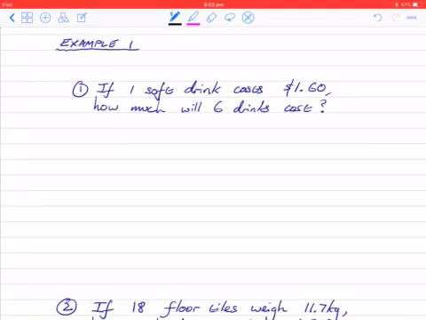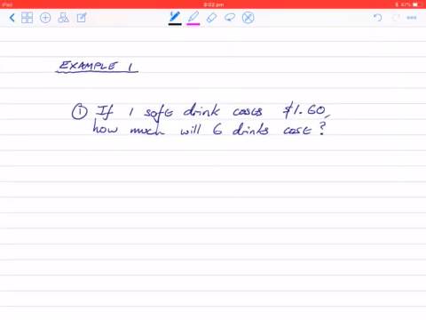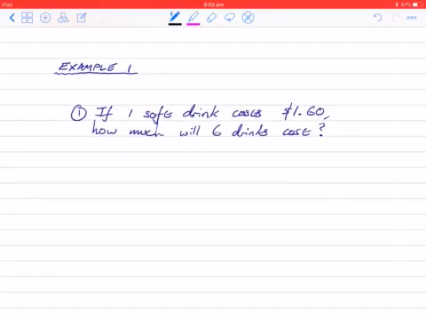So we've got this example here. It says if one soft drink costs $1.60, how much will 6 drinks cost? It's a very simple problem, but I'm going to teach you a few techniques for this. I recommend you do a table. I know this question probably seems a bit easy, but we will do a table. So we're going to do drinks and cost here. I'm just going to draw up a little table.